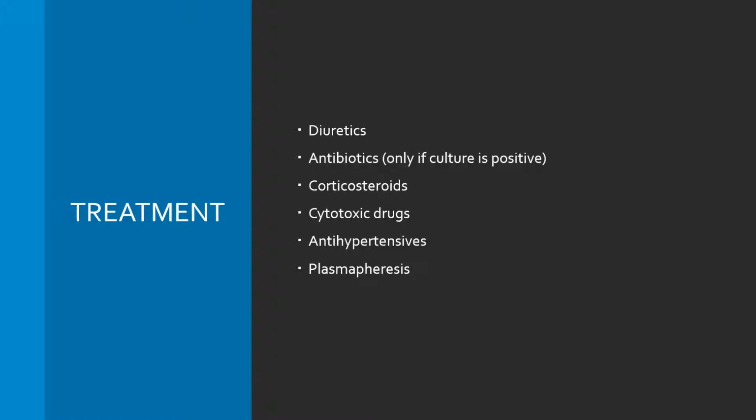Treatment options for glomerulonephritis are diuretics, antibiotics, corticosteroids, cytotoxic drugs, antihypertensives, and plasmapheresis. Diuretics are used to decrease the fluid overload. Antibiotics will be used only if there's a positive strep culture. Corticosteroids and cytotoxic drugs are used to treat glomerulonephritis, and the antihypertensives are used to decrease the blood pressure. Plasmapheresis is used to remove some of the antibodies.